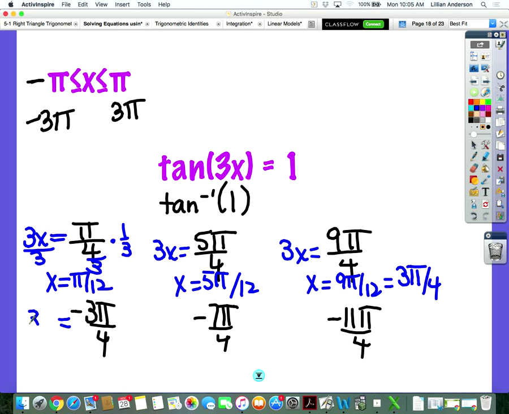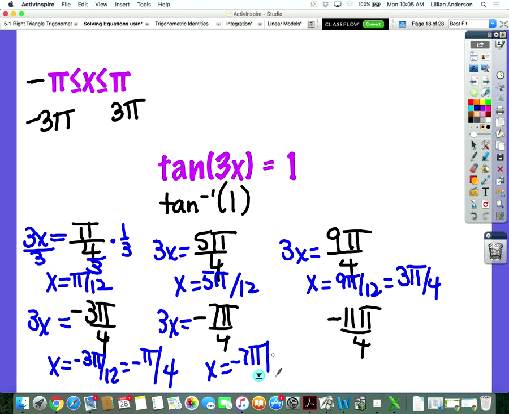This one is going to be equal to a 3x, so when you divide by 3, you'll get a negative 3 pi over 12, but that reduces down to be what? Over 4. Set this one equal to 3x, this will give you a negative 7 pi over 12, and then this one will give you a negative 11 pi over 12, and those would be your solutions for this one. Definitely a doozy.